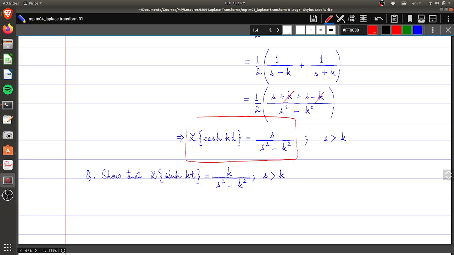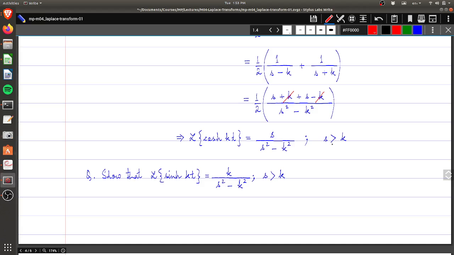Here also the denominator has to be positive, so s square minus k square must be greater than 0, which means the only requirement is s is greater than k. If that holds, it is guaranteed that the denominator will always be positive. Is that clear, everyone? Yes, sir.